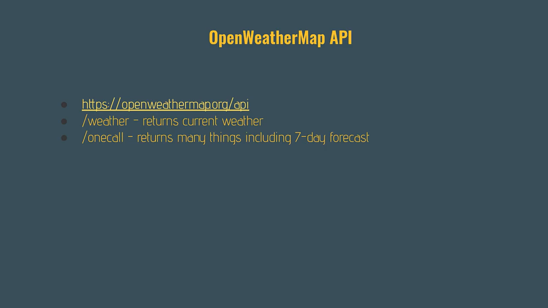Of the two endpoints we're using, one is /weather, which will return us the current weather. We'll also be getting a lat-long location from that endpoint. And then we have the One Call endpoint, which is their new one-stop-shop endpoint that can return a lot of different things, but we're going to be using it to get hold of the 7-day forecast for our specified location.